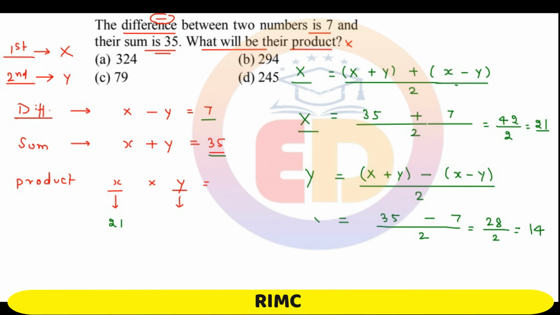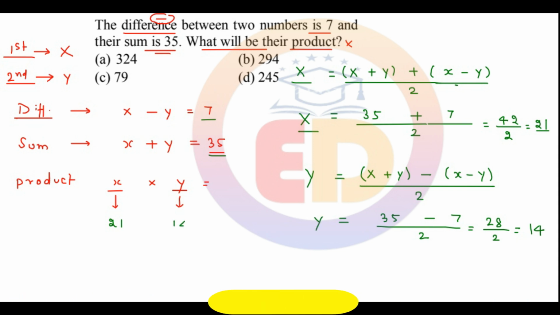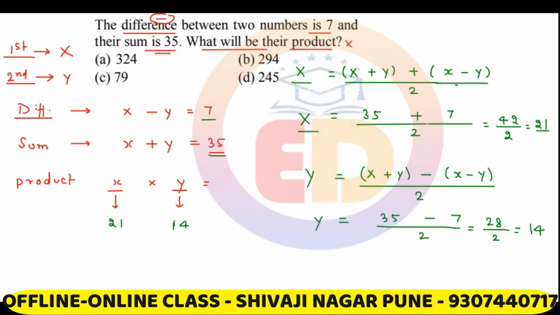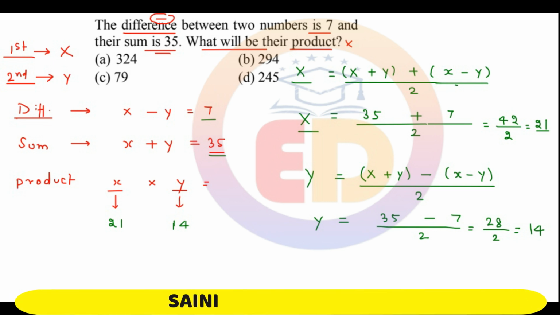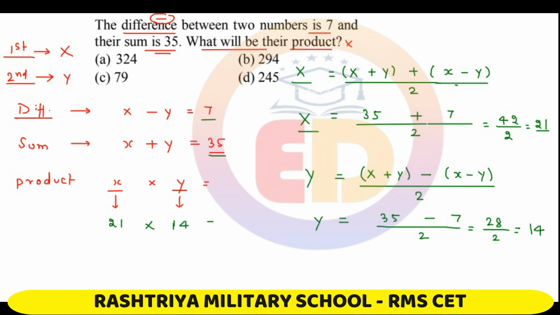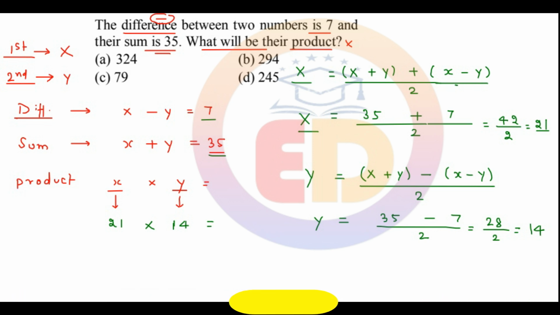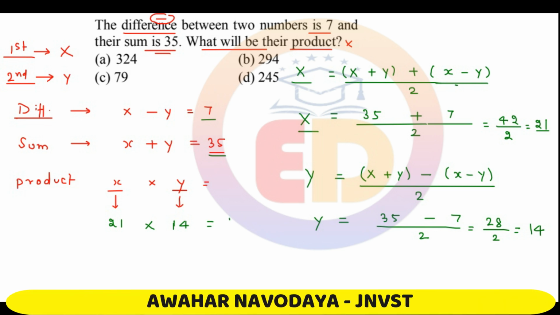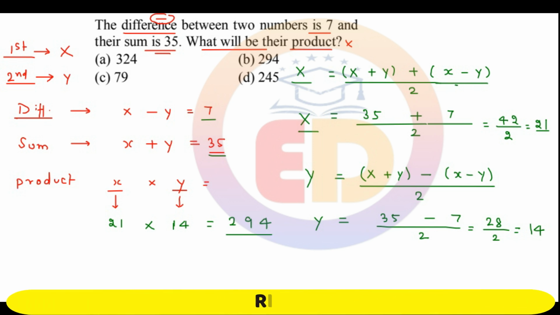So the value of y will be 14. Now we have both x and y according to the question, but we have to find the product. So for the product, multiply x, 21, and y, 14. 21 into 14 you can do it separately. Answer is 294. Which will be option number B.